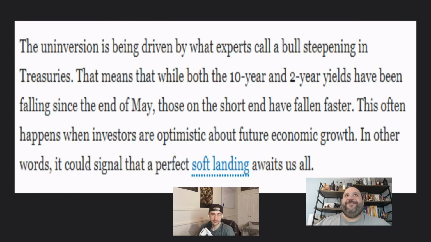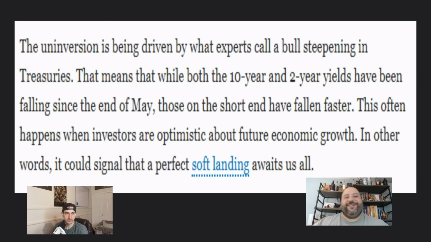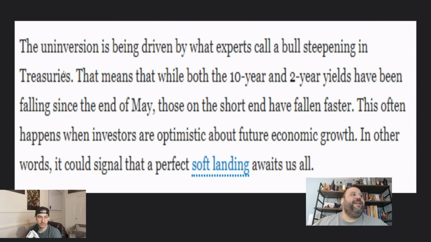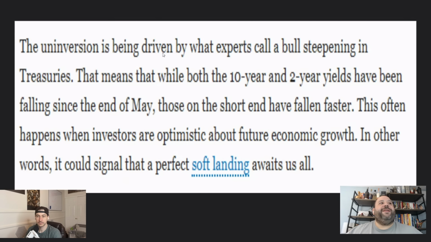This is a chart that will kind of represent exactly what Dylan's talking about, but from a corporate governance standpoint. The uninversion is being driven by what experts call a bull steepening in treasuries. So it's a bullish rally in the price of treasuries across the board, but you're seeing a more aggressive rally in the 10-year than you are in the 2-year.